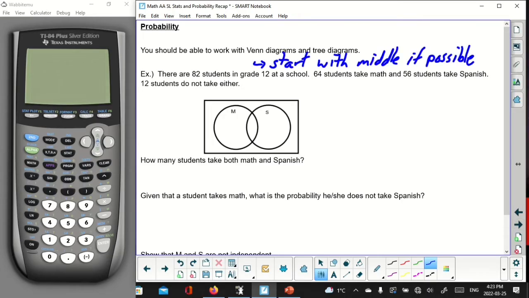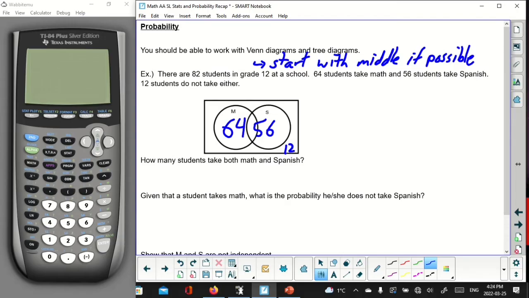When you're filling out a Venn diagram, as much as possible, try and start with the middle, if it's at all possible. So in this one, we've got 64 students take math, and 56 take Spanish. This isn't a great way to fill this out. And 12 don't take either. I actually know exactly where those 12 go. Here I couldn't start with the middle because I didn't know it. You can do some algebraic stuff to figure out how this works.